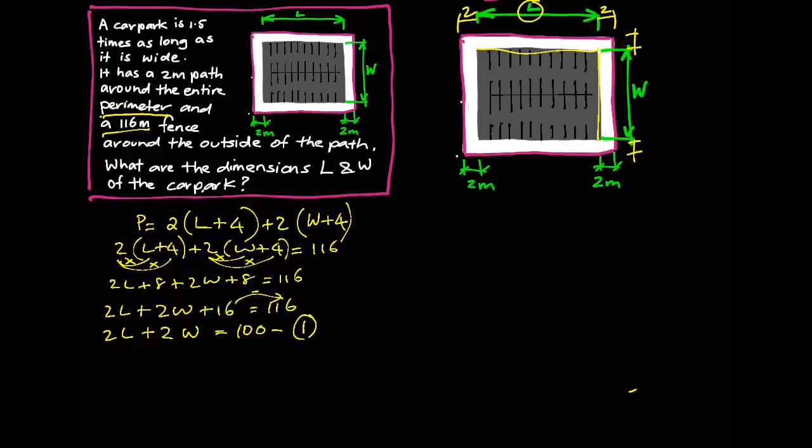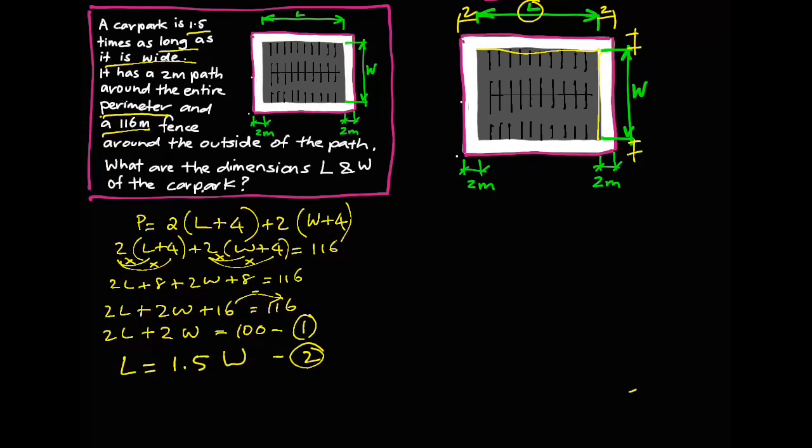Now we need one more equation to be able to solve this problem. Two unknowns means two equations. We know the car park is 1.5 times as long as it is wide. So that means L equals 1.5W. So let's call that equation 2. So two equations, two unknowns.